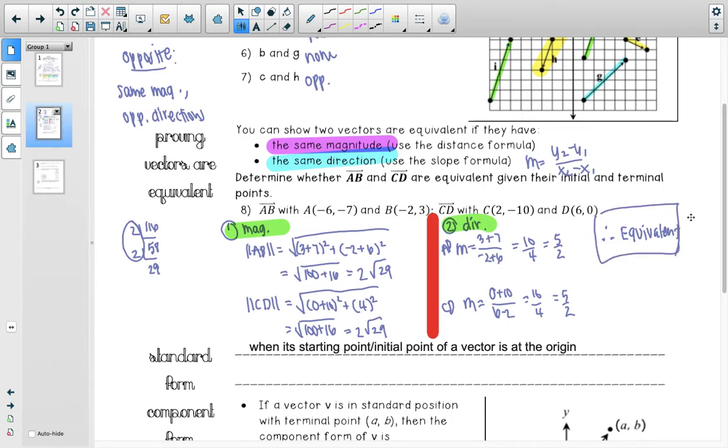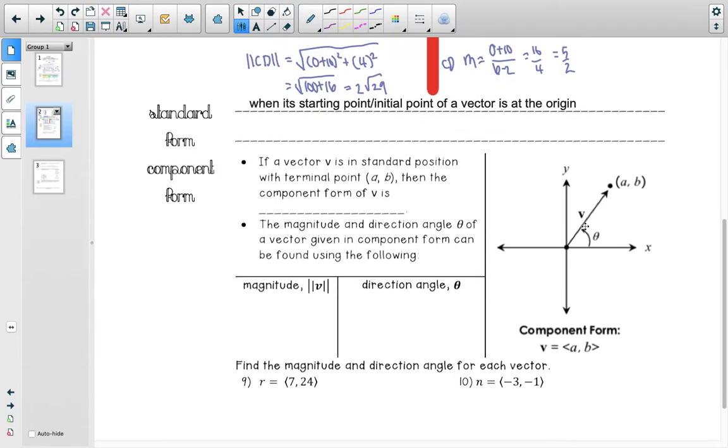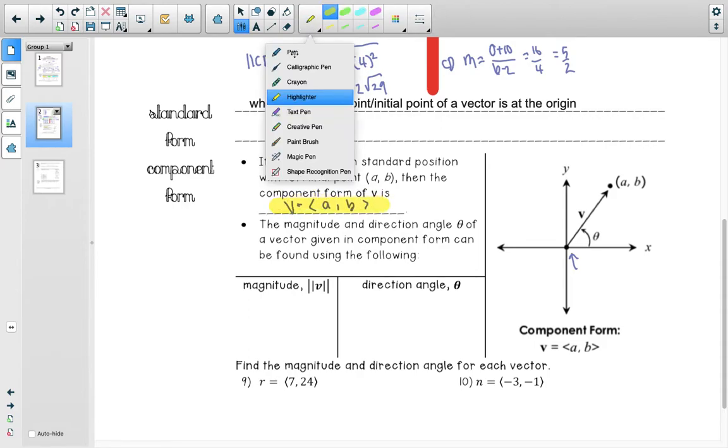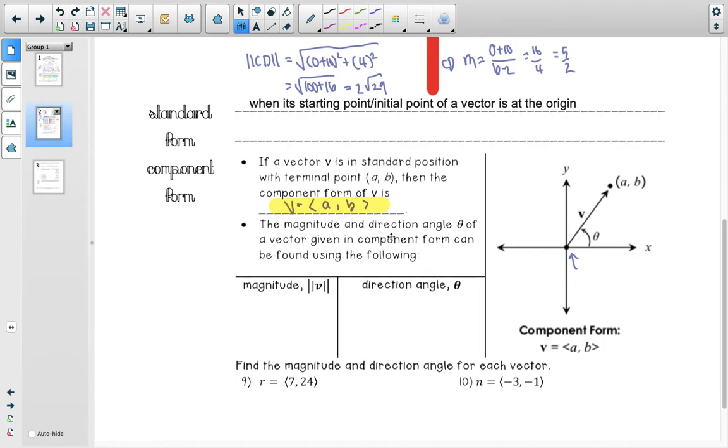All right, moving on. So standard form. What is standard form? Standard form is when the initial point of a vector is at the origin, okay? So you can see that in the picture right there, we're at the origin. If the vector v is in standard position with a terminal point AB, right there, the ending point, then the component form of it is v equals, and these little weird sideways carets. So that's the component form. I'm going to highlight that. Voila.